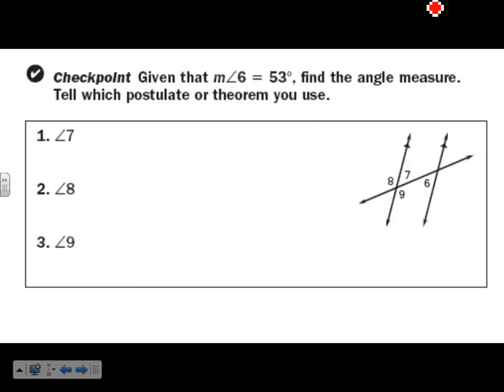So I put these in here because I like that you actually have to write out the postulate or theorem that you use, and there's a couple different ones you can use. So if angle 6 is 53, how do you find angle 7? Well, angle 7 is alternate interior, which means it's also 53. And so I just put the alternate interior. And technically it's the alternate interior angle theorem, but if you just say alternate interior, I'm fine with that.